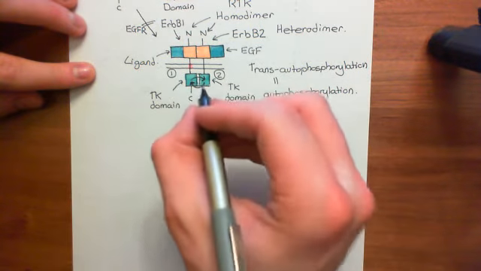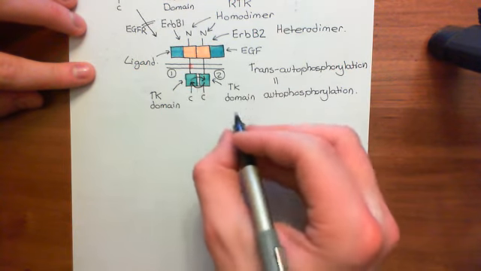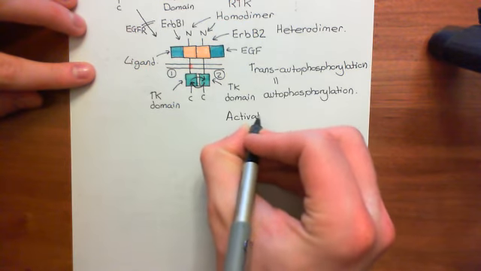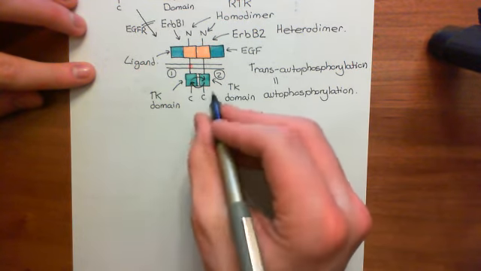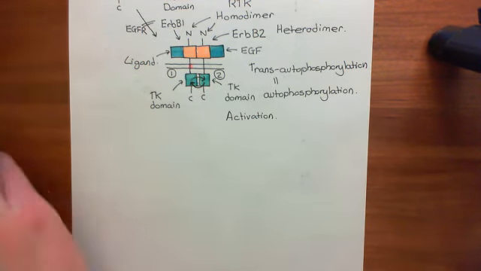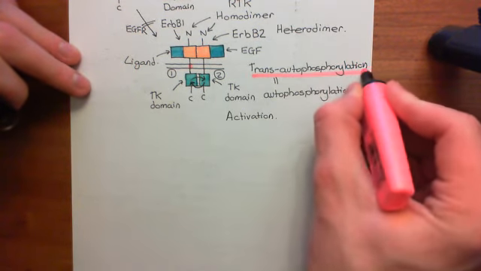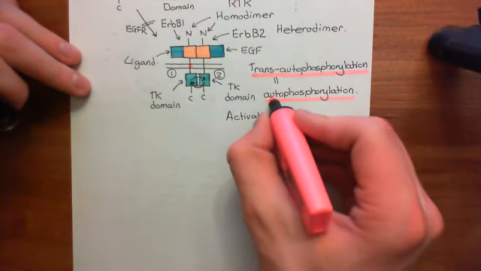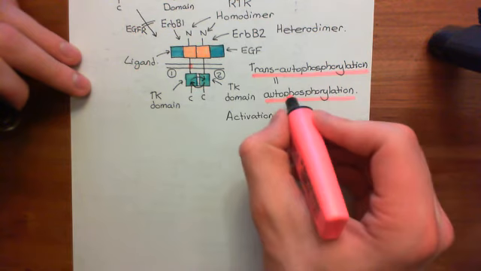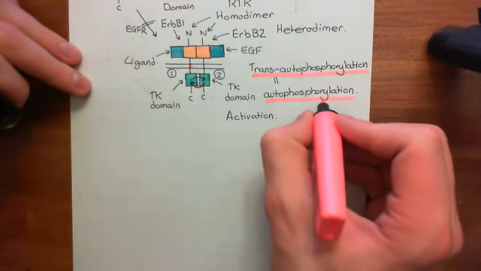Well, the addition of phosphate groups onto the tyrosine residues within these tyrosine kinase domains causes activation of the tyrosine kinase domains. So these two enzymes become much more active once they've now been phosphorylated by the opposite one. Okay, now this process is known as transautophosphorylation, or merely just as autophosphorylation. Auto means self. Phosphorylation means adding phosphate groups onto something. So autophosphorylation means adding phosphate groups onto yourself.